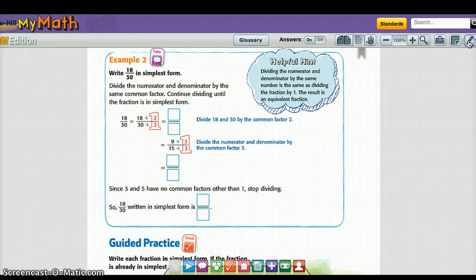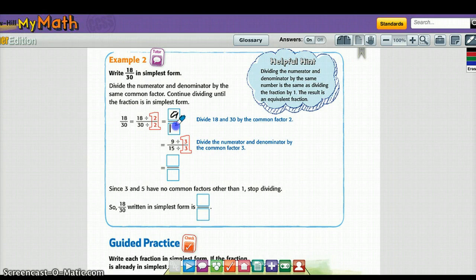Okay, here's one last example on page 564. This is where you can just divide the numerator and denominator by the same common factor, and you can continue dividing until you get it in the simplest form. So let's say we have 18/30. Well, I know those are both even, like our step-by-step showed us, so I can divide by 2. 18 divided by 2 is 9, and 30 divided by 2 is 15.